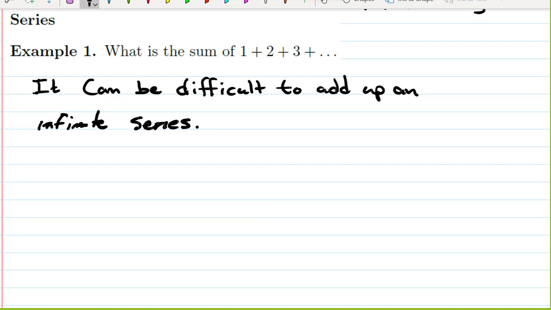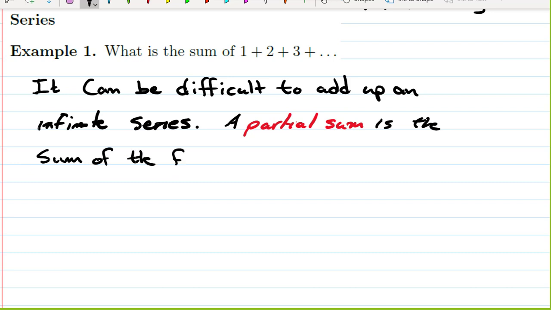So we're going to ask ourselves a simpler question, which is about partial sums. So a partial sum is the sum of the first n terms of a series.